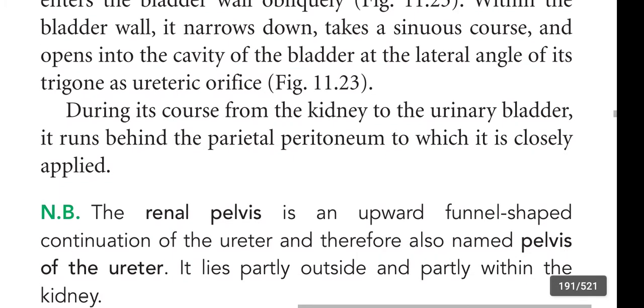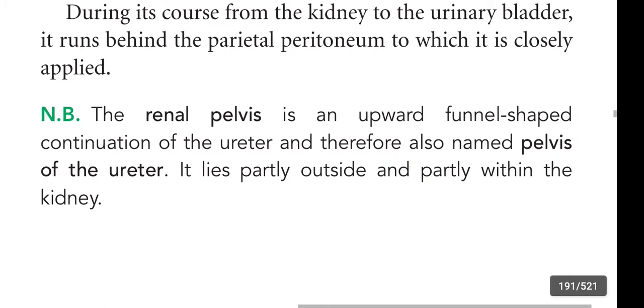During its course from the kidney to the urinary bladder, it runs behind the parietal peritoneum, to which it is closely applied. Next, the renal pelvis is an upward funnel shaped continuation of the ureter and therefore also named pelvis of the ureter. It lies partly outside and partly within the kidney.